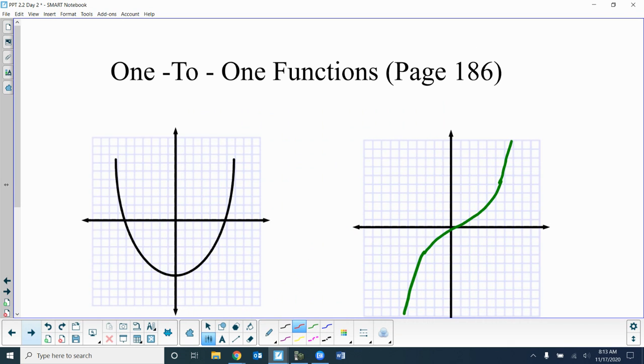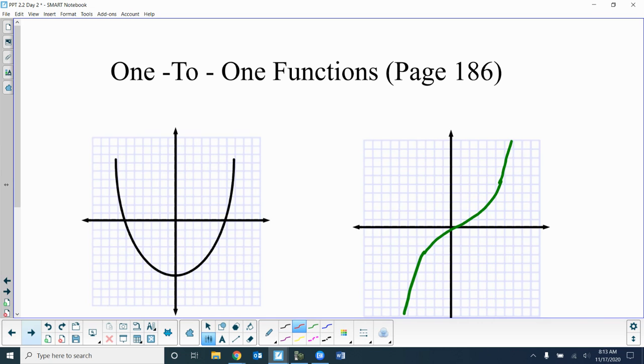One-to-one function. Okay? In order to be a function, it's got to pass the vertical line test. If it's a one-to-one function, it means, to be a function, every x has one y and only one y. To be one-to-one, then it means also every y has one and only one x. So it passes a horizontal line test as well. Okay? So the parabola is a function. It passes the vertical line test, but it doesn't pass the horizontal line test. So it's not a one-to-one function.